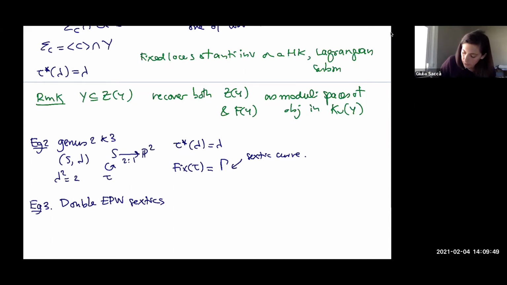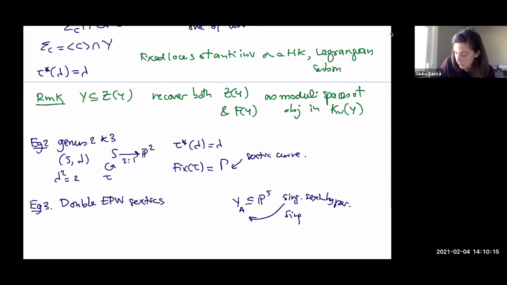And so now in P5, we consider a singular sextic hypersurface. I denote it Y_A; it depends on some linear algebraic data, which I'm not going to specify, but to distinguish it from the cubic fourfold. So this is a singular sextic hypersurface whose singular locus is smooth and has codimension 2.